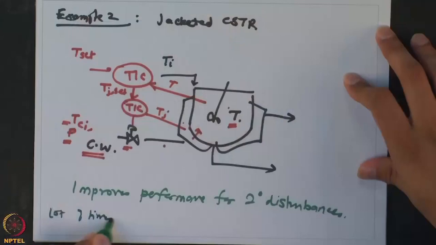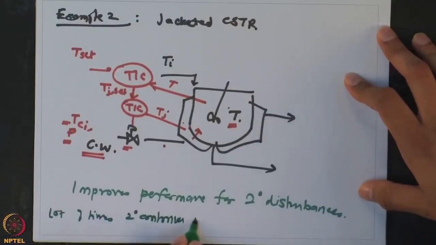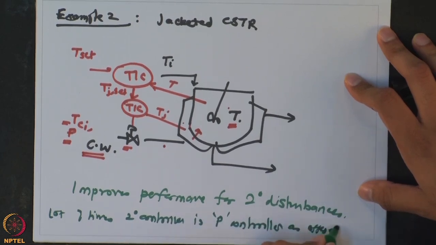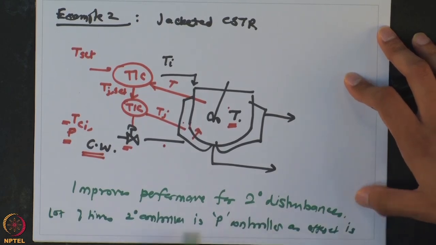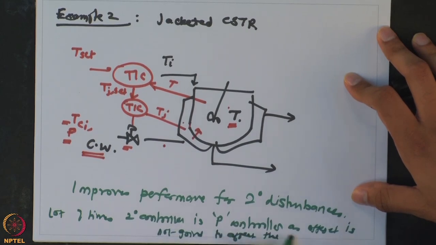So a lot of times what you would see is, the secondary control loop is typically taken as a P controller, so that it has a faster response. And even if there is offset, that is not your main controlled objective. As long as your final controlled objective, which is the primary control objective, is maintained without any offset, we are okay with the operation. So a lot of times the secondary controller is a P controller, or proportional controller, as offset is not going to affect the performance significantly.